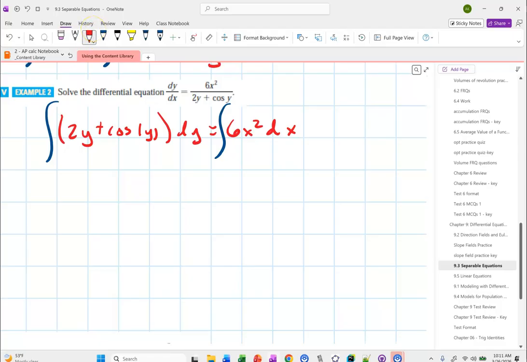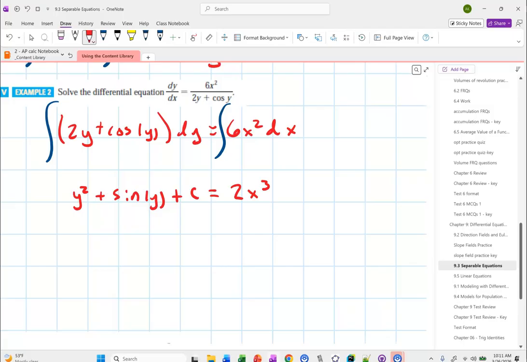The antiderivative of 2y is y squared. And the antiderivative of cosine is sine. And I'm just going to put the plus c on this side because it's got to go somewhere. And the antiderivative of 6x squared would be 2x cubed. And we just, good enough. It's done.